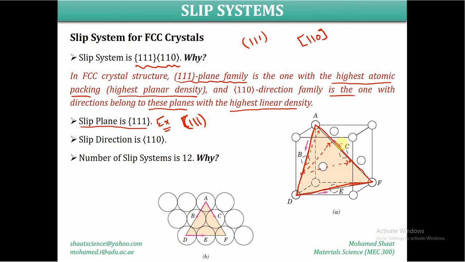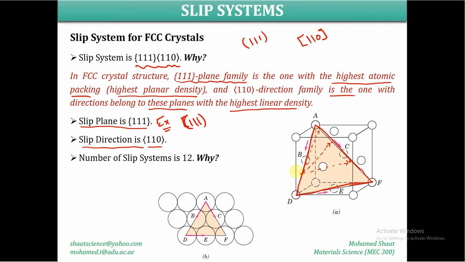So if you calculated the linear density for this line over this direction, or this direction, you're going to find that the linear densities for the three are the same, and this is the largest linear density for any other direction that belongs to this plane, the 111 plane. Make sense? So the plane defines the slip plane, and the direction is going to be any one of these three directions that belong to this family, which is 110.